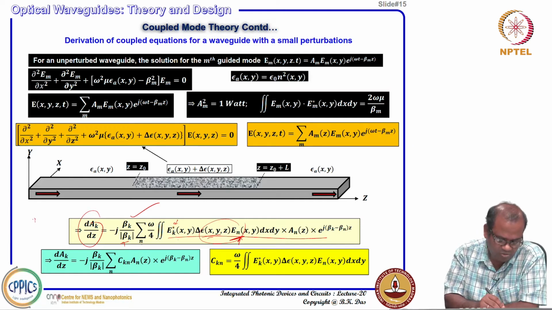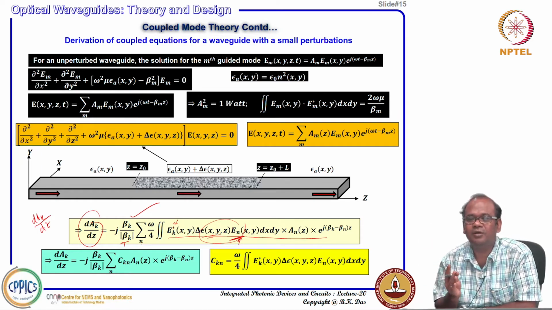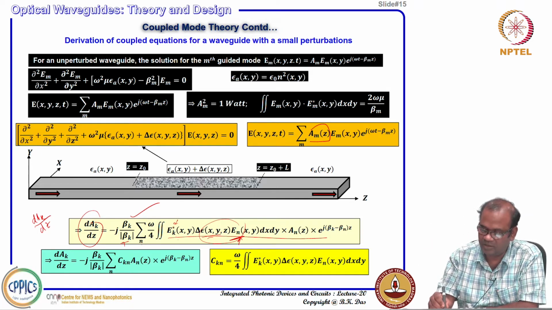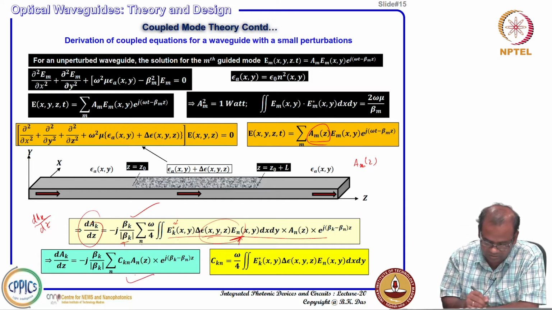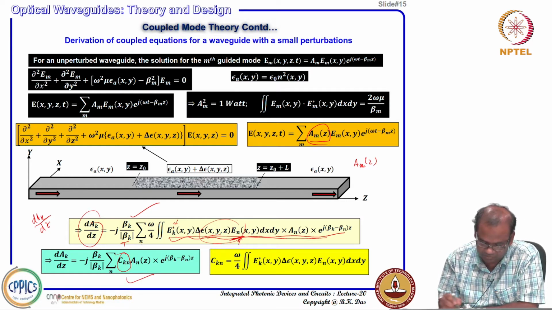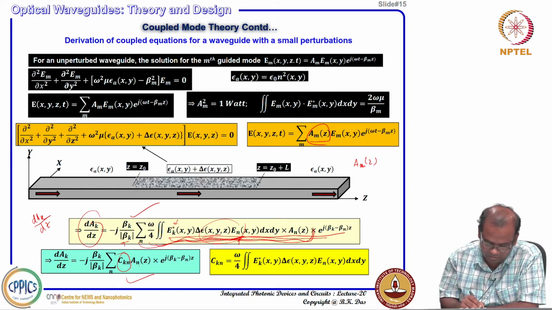dak/dz means how it is actually evolving as a function of dz. What is the slope of the kth mode amplitude a_k(z)? We are considering just the kth mode, an arbitrary kth mode, and how it will be evolving we can write like this. We have just contracted this a little bit and represented it as Ckn, that is the overlap part, where you are expecting omega by 4, this particular term up to here we write Ckn.